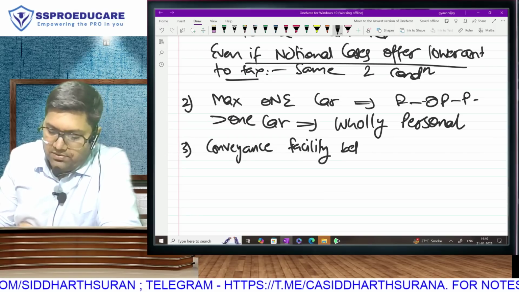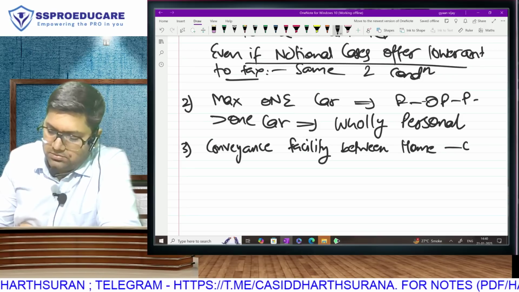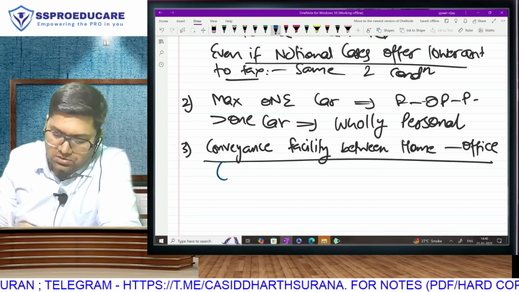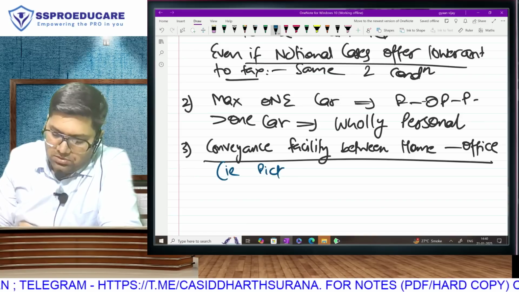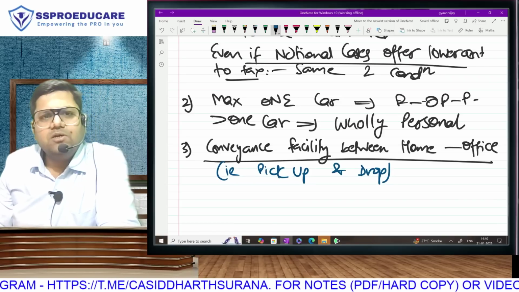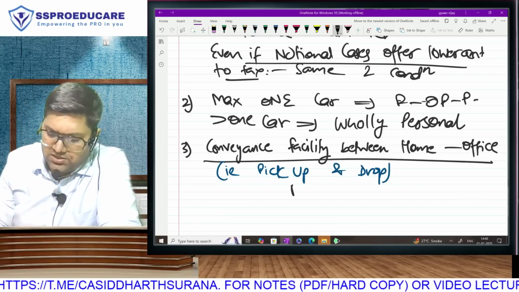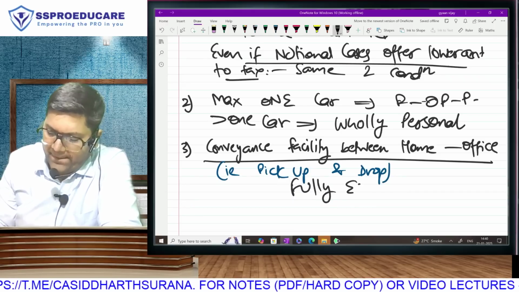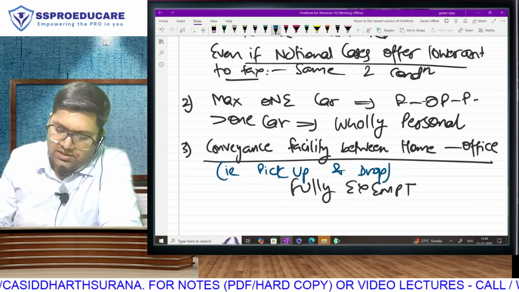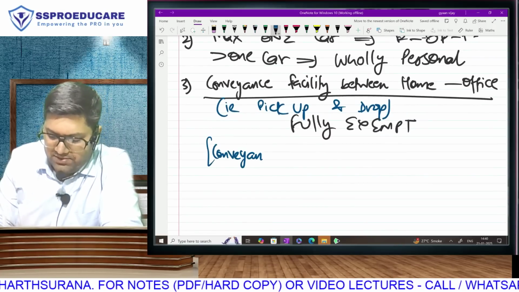Third, if your employer is giving you conveyance facility between home and office, this is also shortly known as pick up and drop facility. Possible, a lot of corporate organizations give this facility. This conveyance facility is going to be fully exempt. Though I still wish to remind you of something that I have taught you before. Conveyance allowance. Anyone remembers the tax?